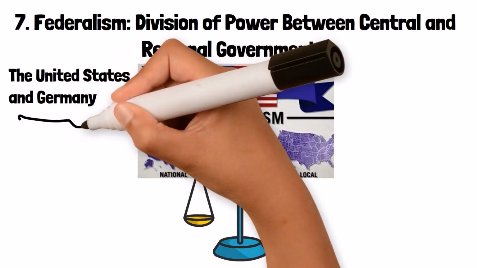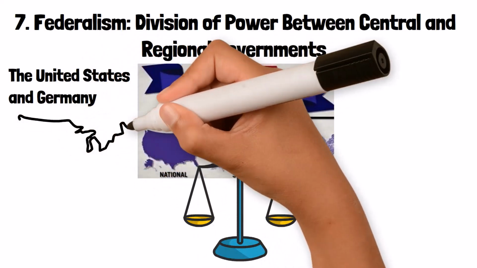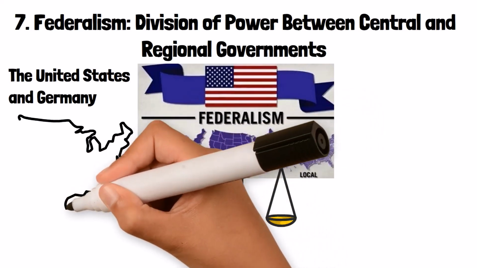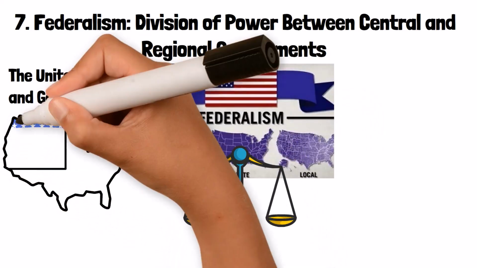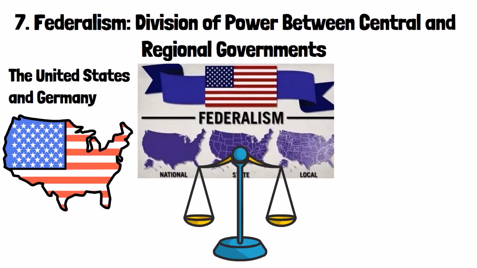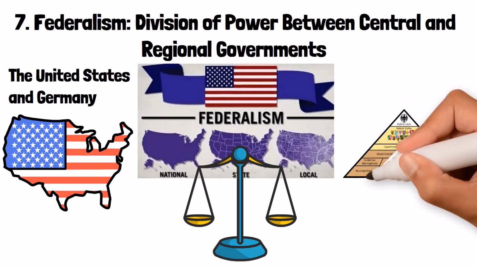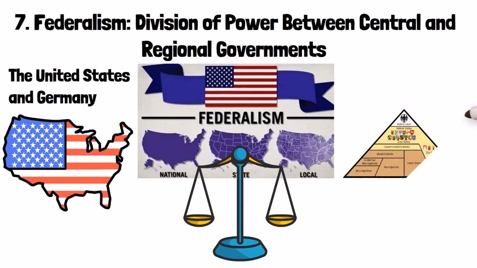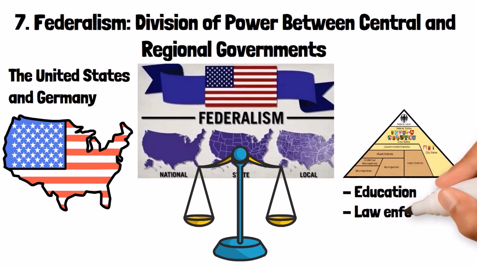In the United States, power is divided between the federal government and the individual states. Each state has its own government, which operates independently of the federal government in certain areas. Germany is a federal republic where power is shared between the federal government and 16 states, Länder. The states have significant autonomy, particularly in areas like education and law enforcement.